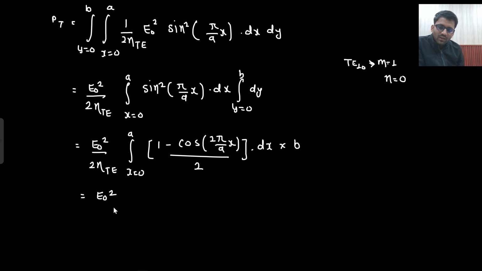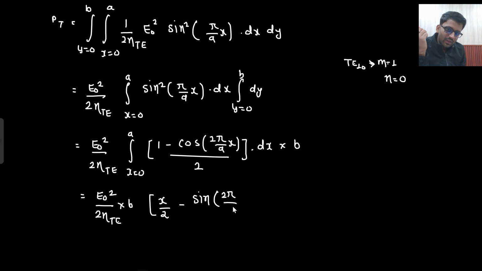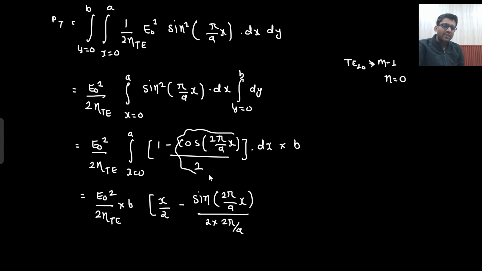So what am I getting? E naught square divided by 2 eta TE, here you are getting b only. And if you do the integration here, what do you get? x by 2. What will be the integration of this one? Cos, that would be sine. Sine 2 pi by a x divided by 2, and divided by 2 pi by a. I am doing the integration of this quantity. Simple integration, I hope you already know it.